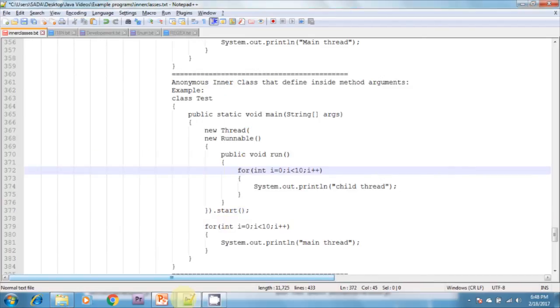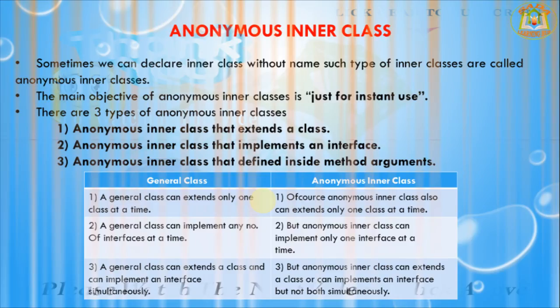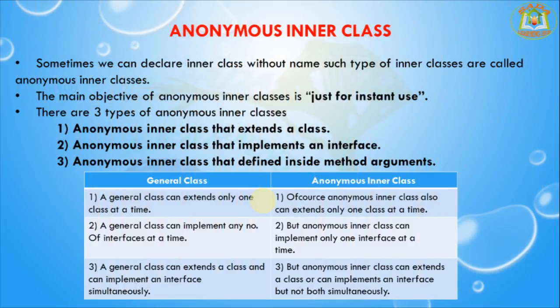Next, I'm going to discuss the differences between general classes and anonymous classes. A general class can extend only one class at a time. But an anonymous inner class also can extend only one class at a time. General classes, inner classes and anonymous classes can extend only one class at a time.